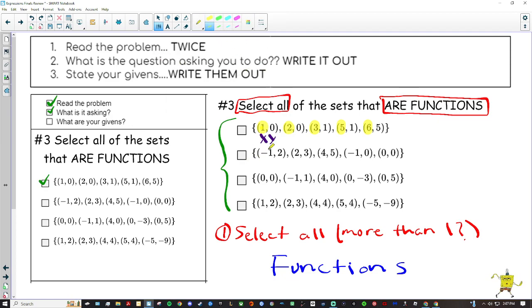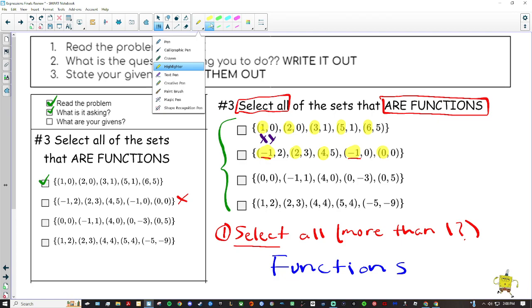Same thing, I'm looking at all of my x values, and I'm trying to see if any of my x values repeat. When I'm looking through this, I see a -1 here and a -1 here, which means this is not a function, so it does not get selected. We only select the function. So the second one, not a function. Do not select it.